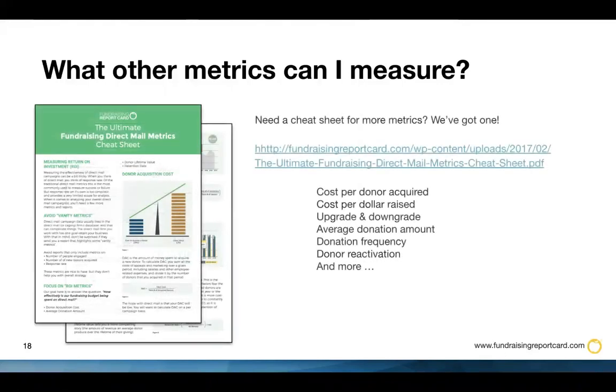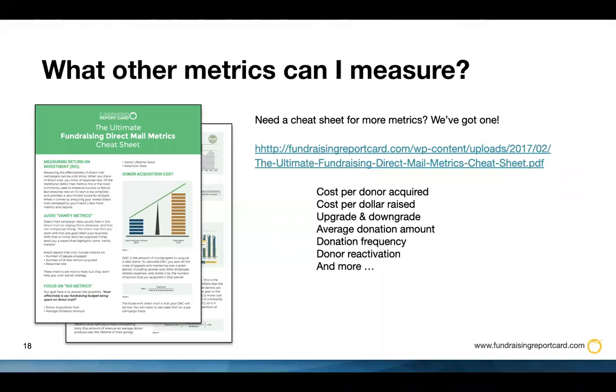So there's a whole bunch of other metrics that are out there. We have a great cheat sheet. We don't have all the time in the world today, unfortunately, to go through these, but what I thought I would do is get you this resource and let you know that there's a lot of others. For example, if you're looking to run an efficient fundraising program, cost per donor acquired is pretty important, especially when you balance that against lifetime value.